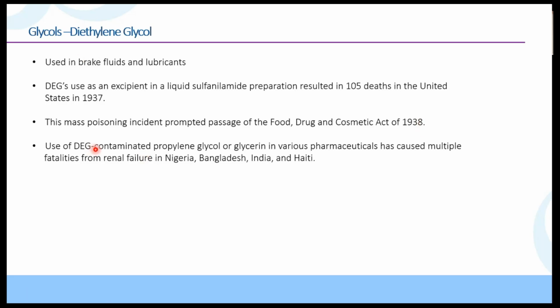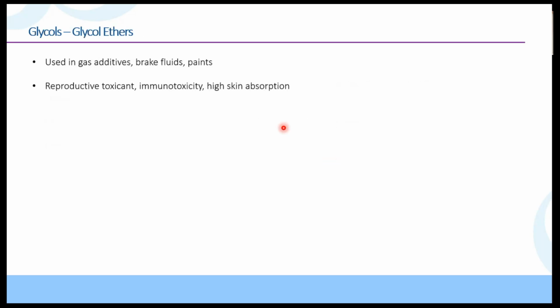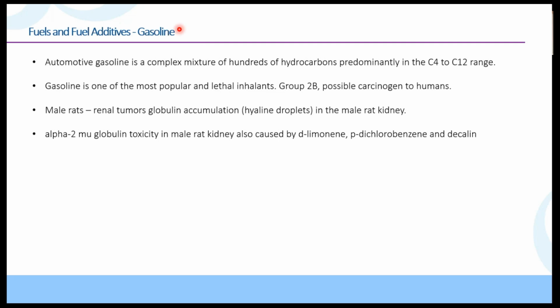And then use of diethylene glycol-contaminated propylene glycol or glycerine in various pharmaceuticals has also caused multiple fatalities from renal failure in Nigeria, Bangladesh, India, and Haiti. This is a reported example from a acetaminophen case. Then moving on to glycol ethers, this is used in gas additives, brake fluids, paints. It is a reproductive toxicant, and has immunotoxicity also. Then moving on to fuels and fuel additives.